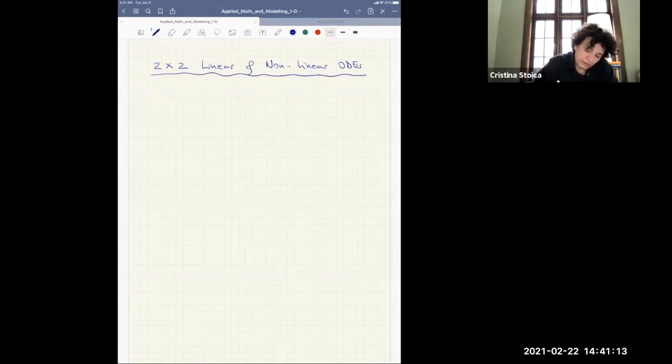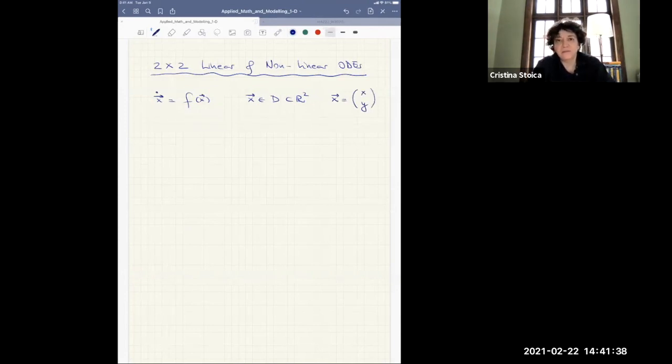So the first thing we're going to start with, let's take an ODE that looks like this. Here x is in the domain D in R2. If you want, I can make it a vector: x dot equals f of x. When I write x, I'm thinking about something that has components x and y. I know I'm using the same letter, but it doesn't matter. You're smart enough to get it.